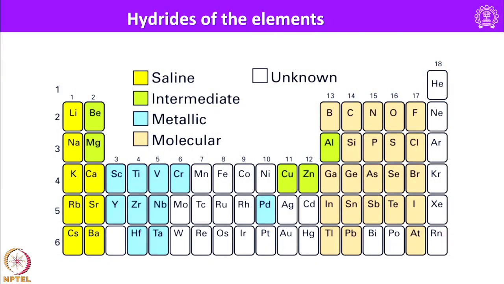And here this chart shows the nature of the hydrides of all the elements in the periodic table. You can see some of the ionic ones are shown here, saline, and the intermediate properties, ionic hydrides with covalent properties, are shown in the case of beryllium and magnesium. Here they are truly metallic hydrides, and of course copper and zinc also show intermediate properties, whereas the rest of the elements in the p block are essentially molecular or covalent hydrides.